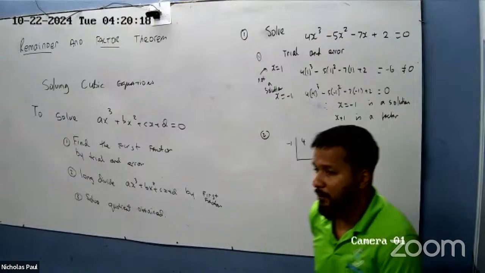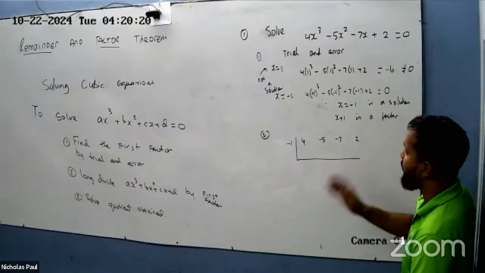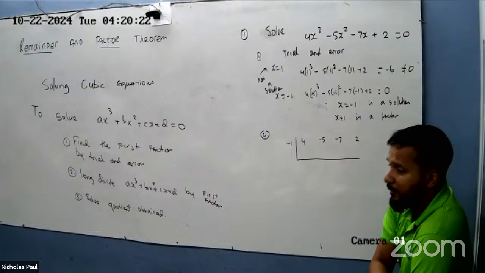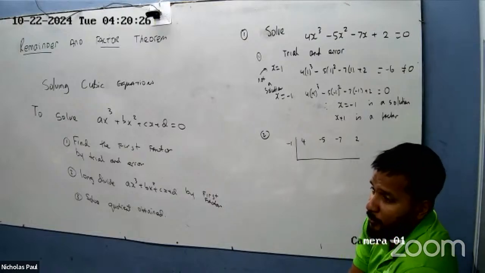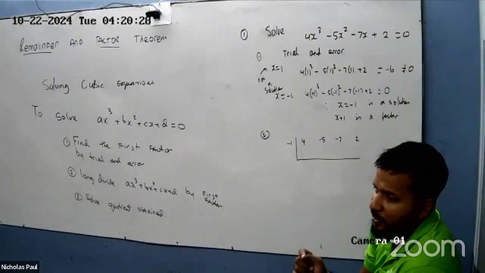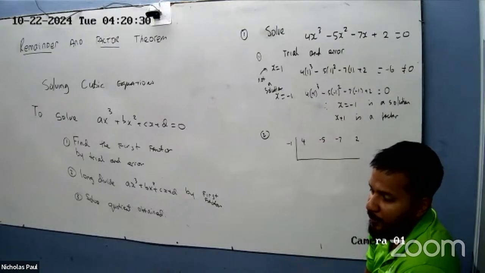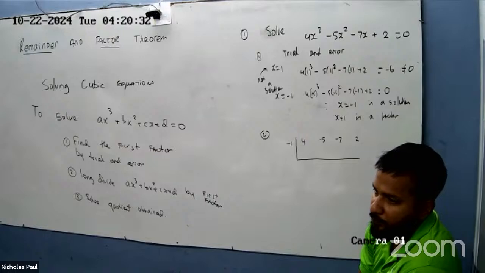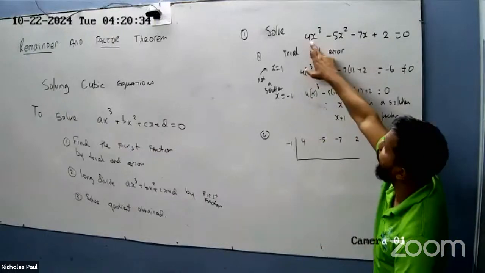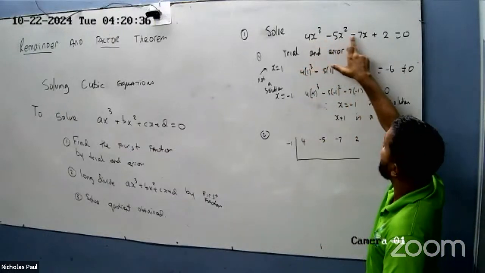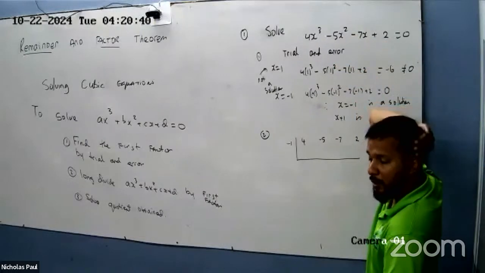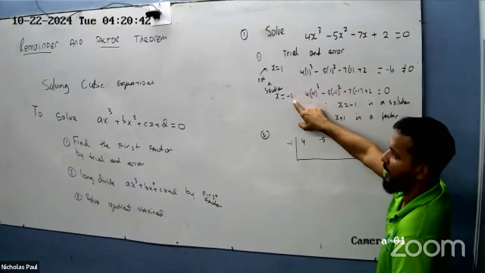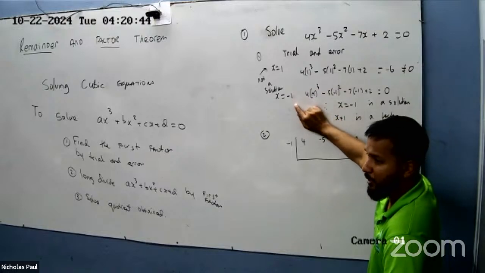Right? If you have a calculator. If you don't have it, don't worry, because most of them don't have it. But those who have a calculator that can do it, go to mode, go to equations, and go to cubic. And then plug in 4, minus 5, minus 7, 2. Press equal, and you will get these values here. And you got this? Right?